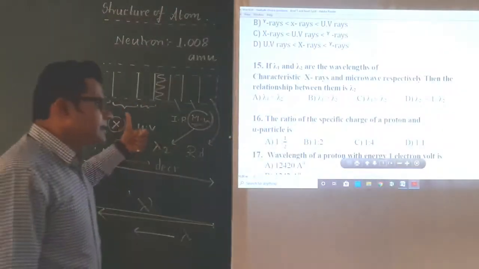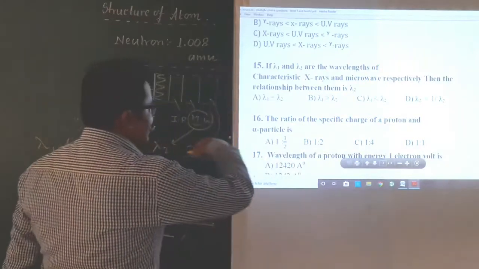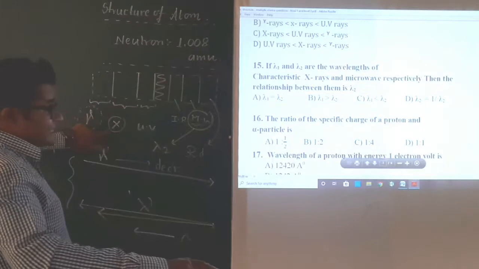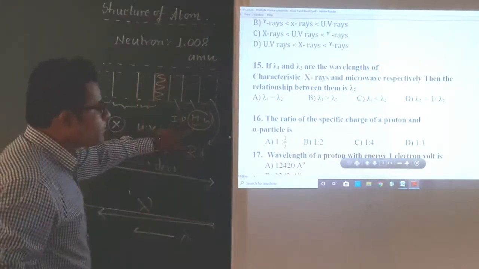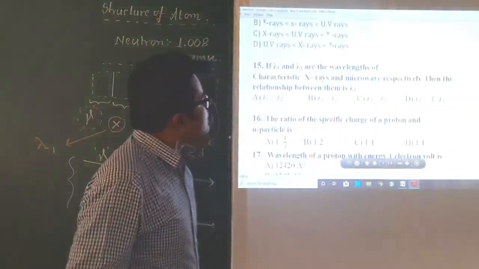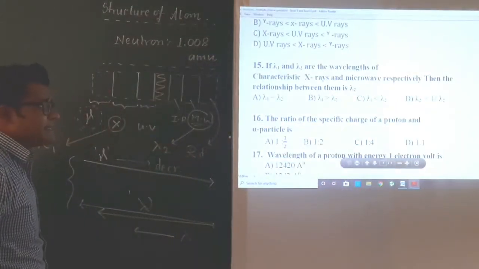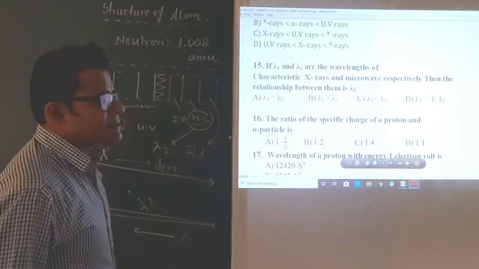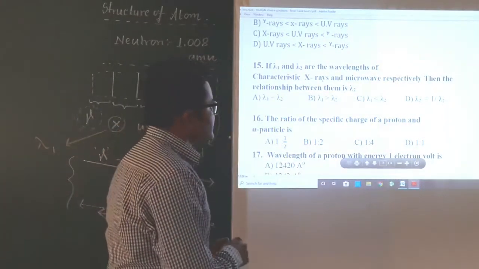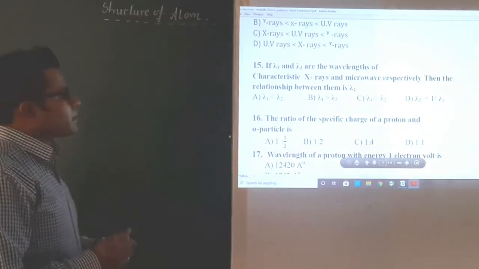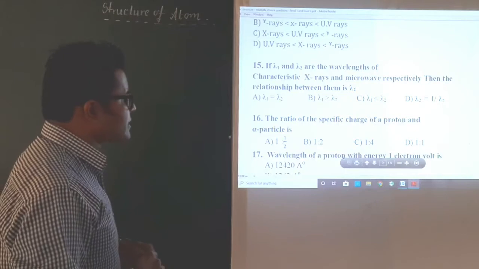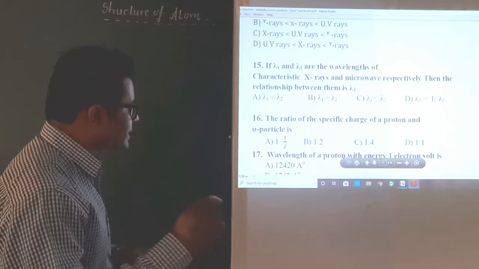So let's observe the options now. Lambda 1 is equal to lambda 2? No, not correct. Lambda 1 is greater than lambda 2? No. Lambda 1 is smaller than lambda 2? Yes, option C seems to be correct in this scenario. So question number 15 goes for the answer C. Coming to question number 16 now. The ratio of specific charge of proton and alpha particle is.